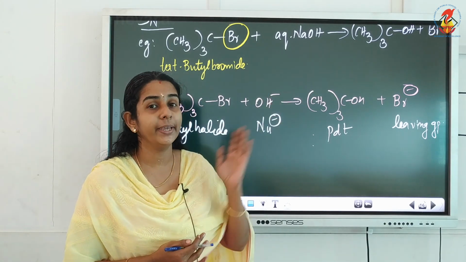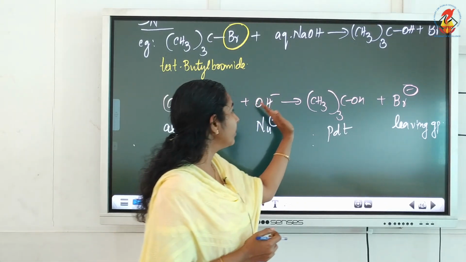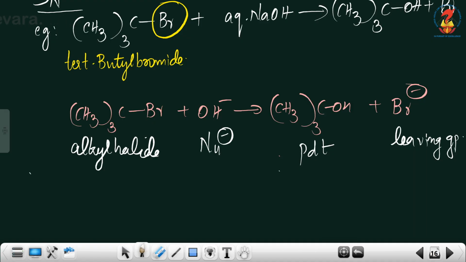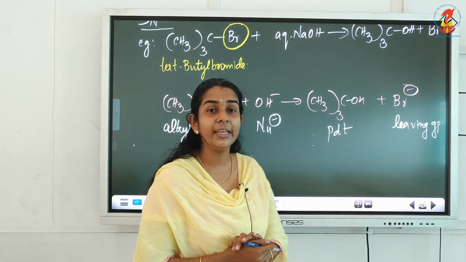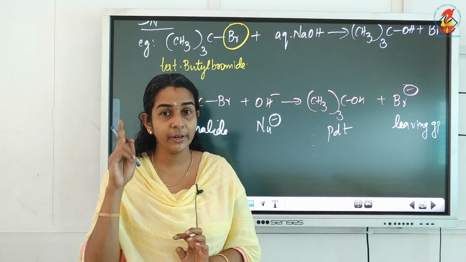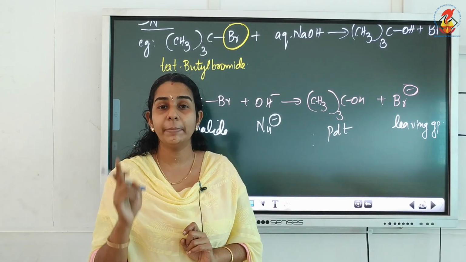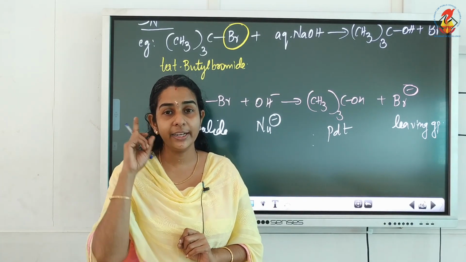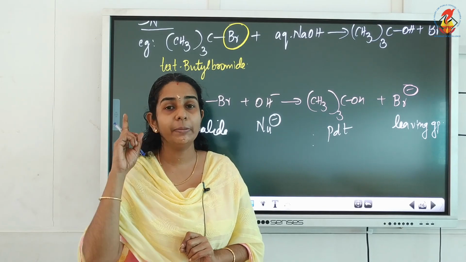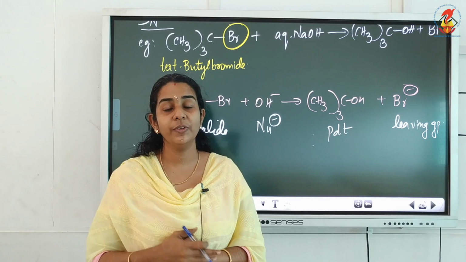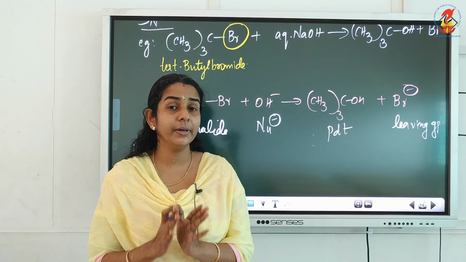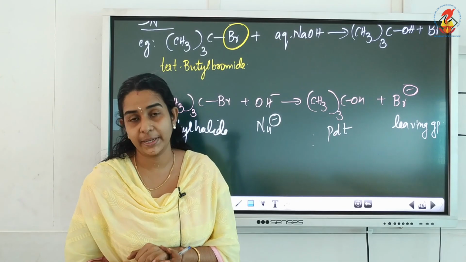So, here after attacking, the X will be replaced by OH. We get (CH3)3COH as the product, and since the halogen is bromine, the leaving group will be Br minus. Remember, always the leaving group will be X minus. If the halide is chloride, the leaving group will be Cl minus. If the halide is fluoride, the leaving group will be F minus.